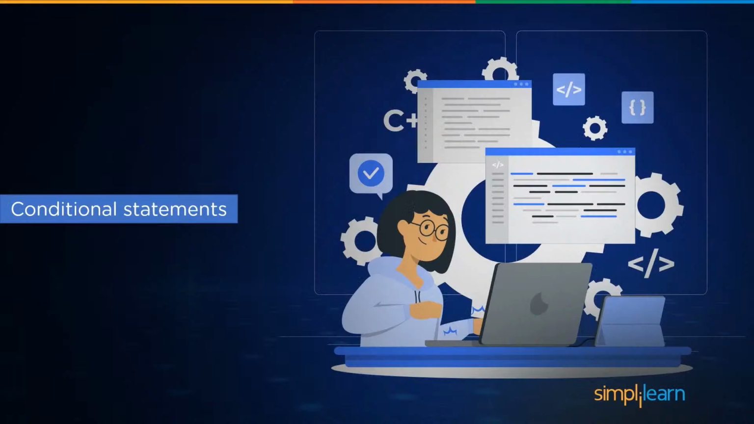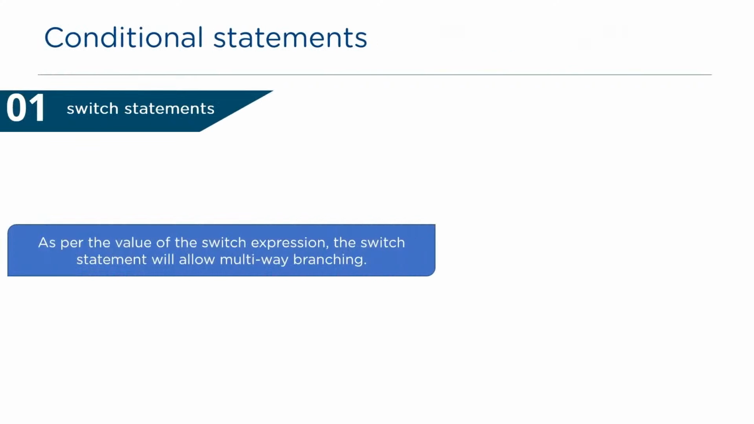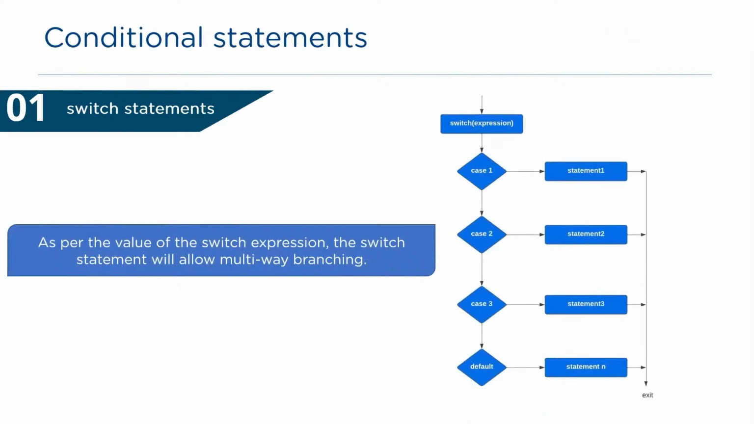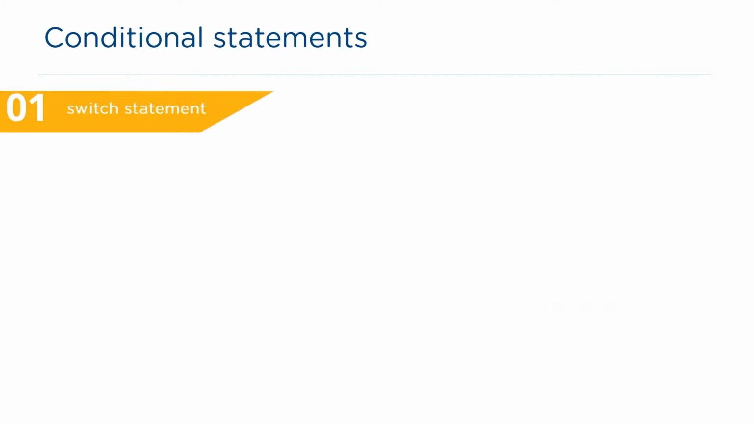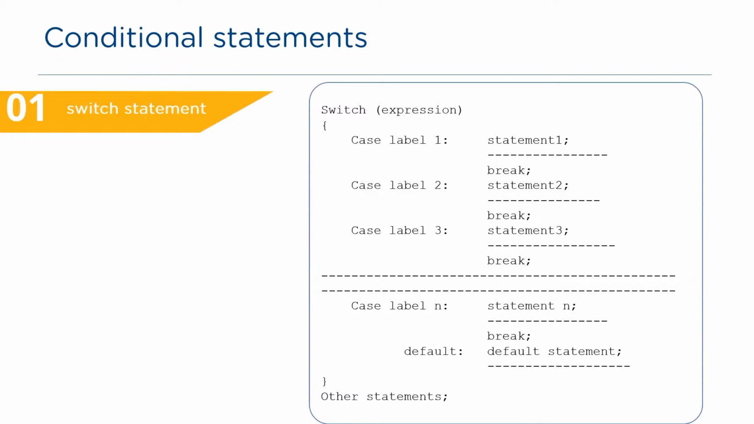Now let's have a look at the control statements in C. As per the value of switch expression, the switch statement will allow multi-way branching. Depending on the expression, the control is transferred to that particular case label and executes the statements under it. If none of the cases match the switch expression, then the default statement is executed. Syntax of switch statement is switch expression and inside the curly brackets multiple case labels and at the end default statement.